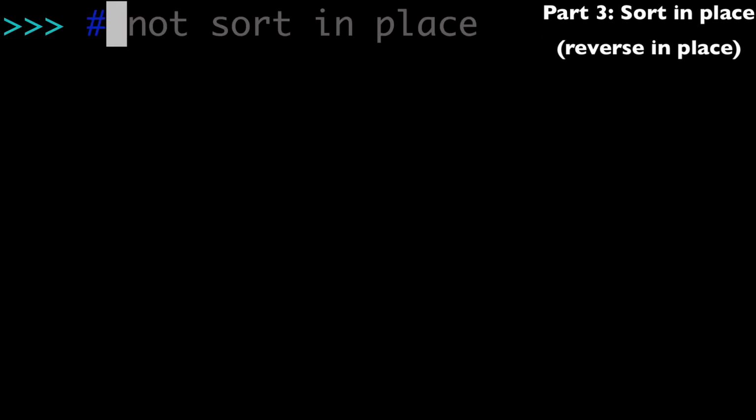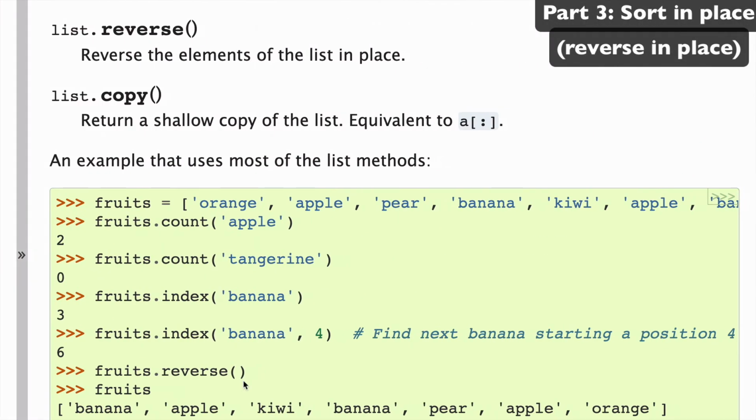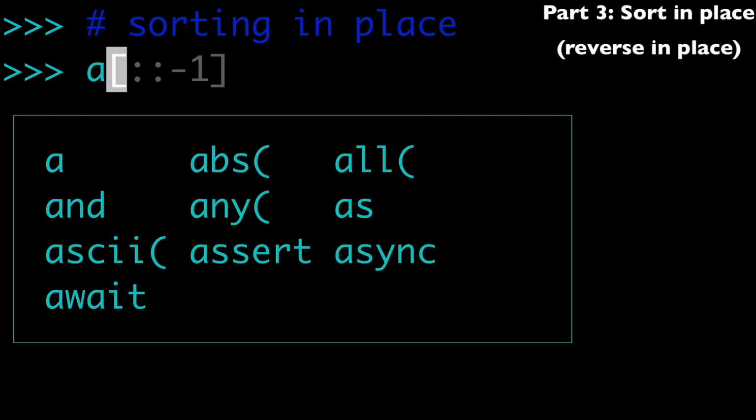So the next thing I want to talk about, and this is going to be the most important aspect of the video, is what I call sorting in place. So we talked about it briefly earlier in reference to the docs. And the doc says that this list method will reverse the elements of the list in place. So what does in place really mean? So let's look at a very simple, very concrete example.